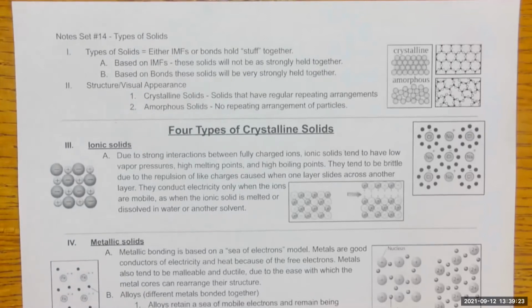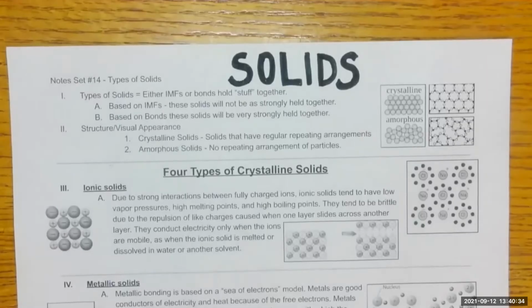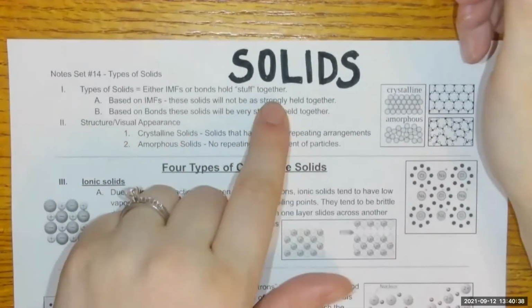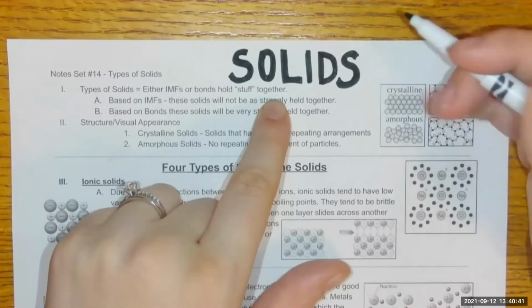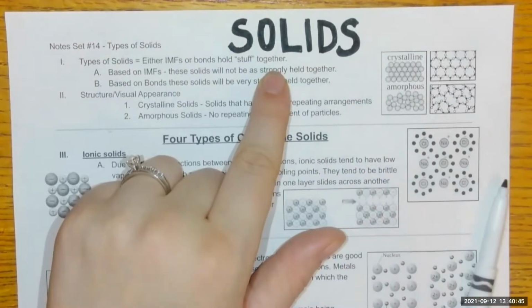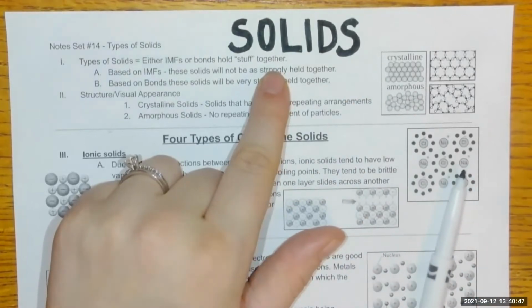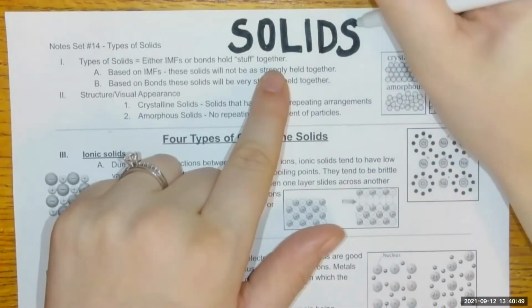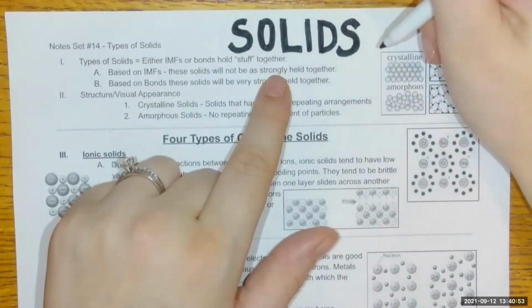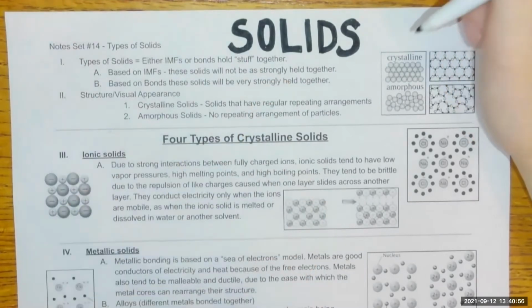All right, notes set 14, types of solids. And here at the top, I just drew in really big black letters, solids. I know it's written, but trust me, at the end of the year, when you're trying to study for the AP test and you're looking through that whole binder, it's gonna be real helpful when you've got some just real, real solid labels on it. See what I did there? Jokes.